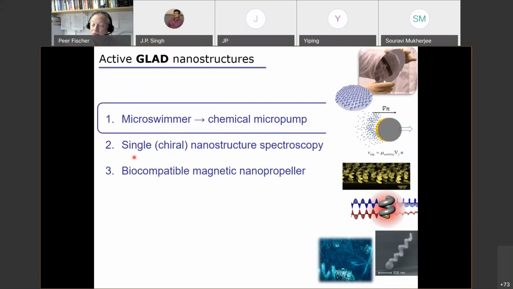Then I would like to talk about single nanoparticle spectroscopy. And this is again a problem that was possible here with a GLAD deposition. And finally, the last one is again a GLAD deposition. So let me start with the first topic.